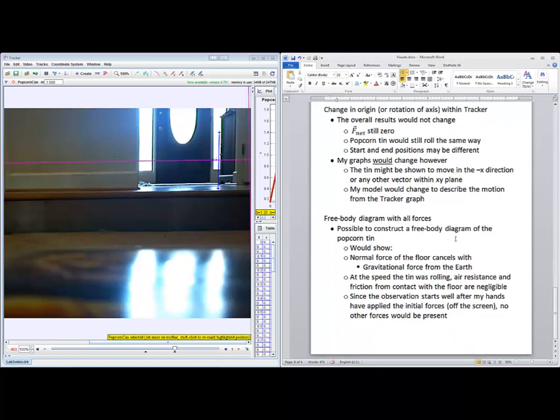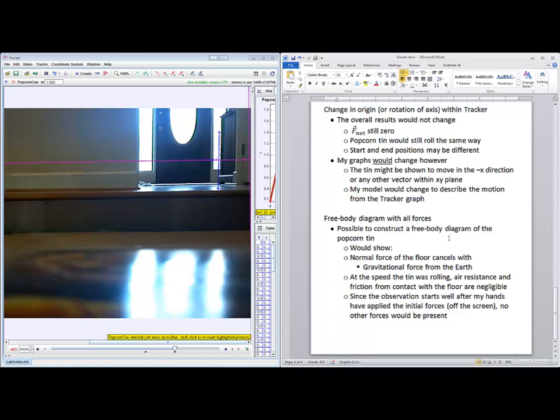As for, is it possible to construct a free body diagram of the popcorn tin, showing all of the forces acting on it and showing that they do in fact cancel out? Yes, it would be possible to do that, because the only forces acting on the popcorn tin as it is rolling to the left are the gravitational force from the Earth, which cancels with the normal force coming away from the Earth from my floor. They cancel each other so that popcorn tin doesn't do anything funky like sinking through my floor.